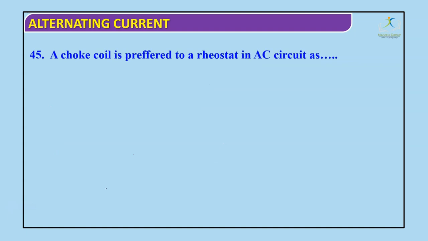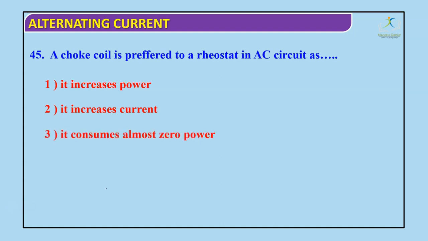Next question is, a choke coil is preferred to a rheostat in an AC circuit because it increases power, it increases current, it consumes almost zero power, it increases voltage. The correct answer for this question is it consumes almost zero power.